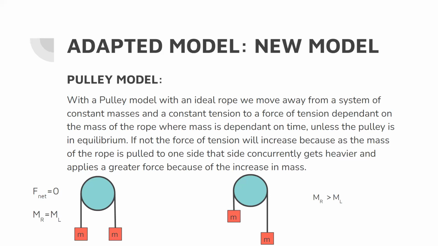However, on the right, you can see that the mass on the right is hanging further down than the mass on the left. And because of that, you have more rope. So now you have an increased mass on the right.